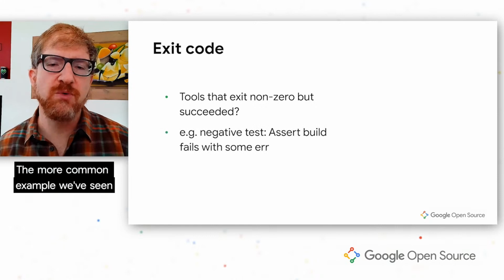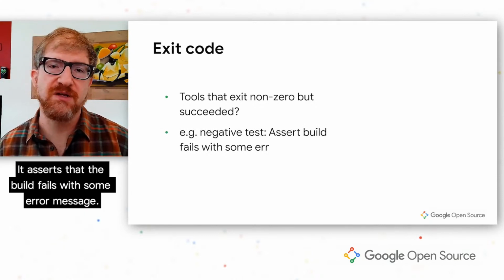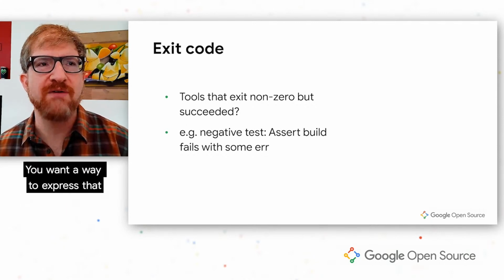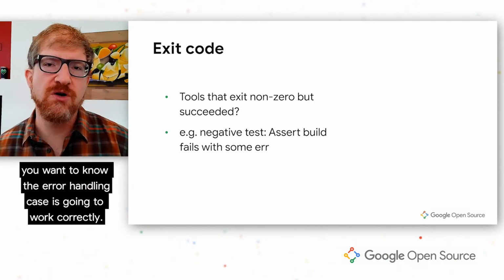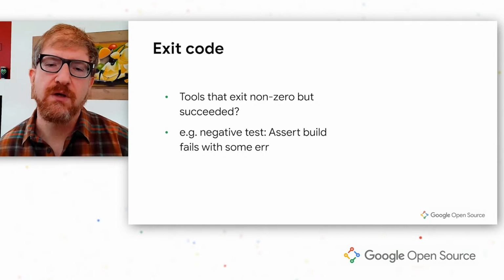The more common example we've seen is that we want to write a test under Bazel that's a negative test. It asserts that the build fails with some error message. And this can be important in your migration. You want to have a way to express that as you're writing the Bazel wrappers for your code, that you want to know that the error handling case is going to work correctly. You want to write a test for that.